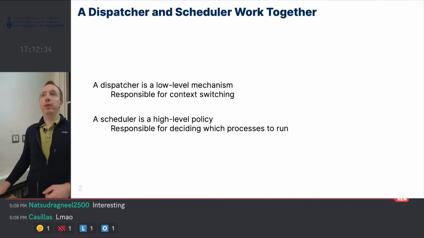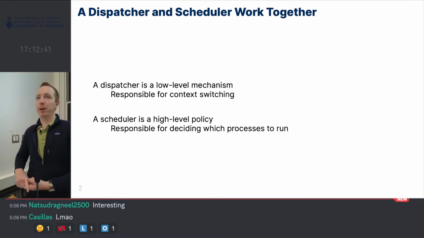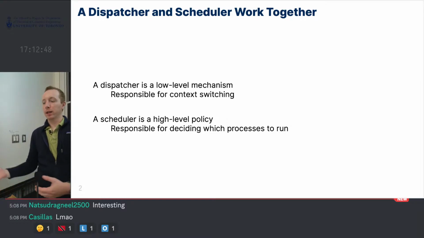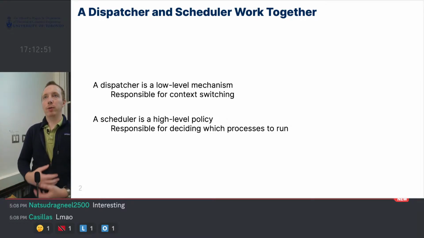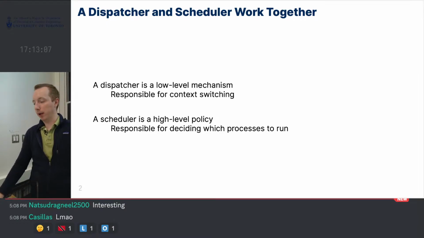There are two things that work together: a dispatcher and a scheduler. We've already kind of talked about the dispatcher. It's just the name for the low-level thing that actually does the context switching. Whatever is saving state and loading state to switch between executing two different processes, that's what the dispatcher is doing. The scheduler is the high-level policy that we will talk about today, and it is responsible for deciding what processes to run and sometimes when.